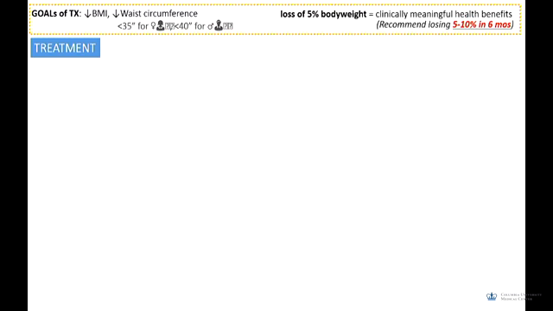So what are the goals of treatment? Of course, we want to decrease BMI. We also want to decrease waist circumference. For women, that would be less than 35 inches. For men, that would be less than 40 inches. And it's really important to tell your patients to try and aim for reducing 5 to 10% of their body mass in about 6 months, and that's going to really produce some of the clinically meaningful health benefits.